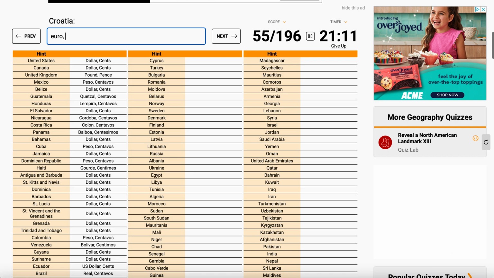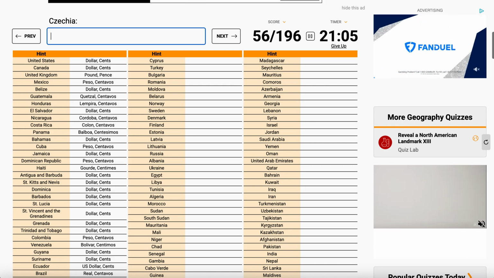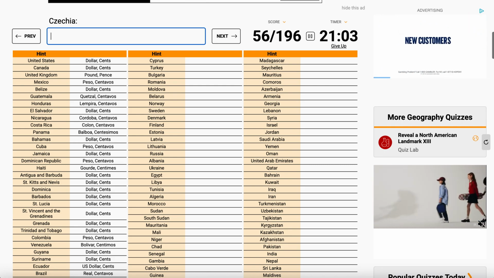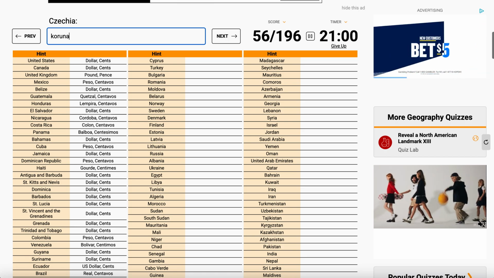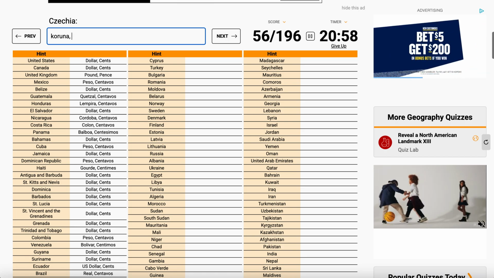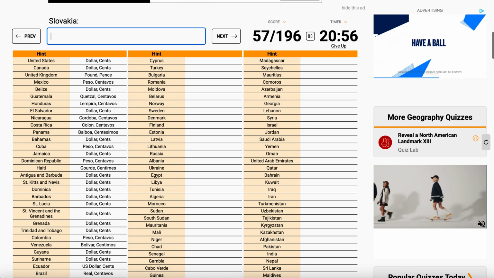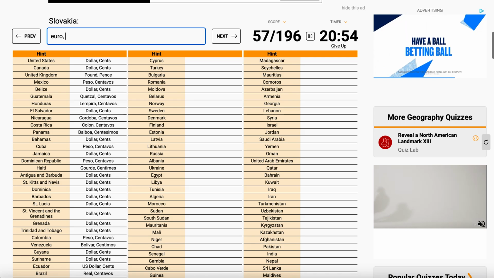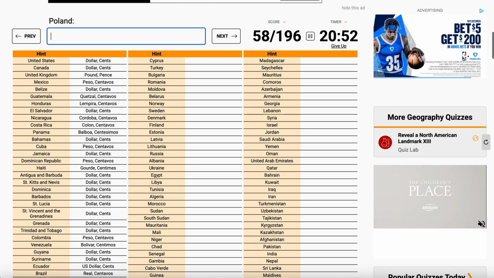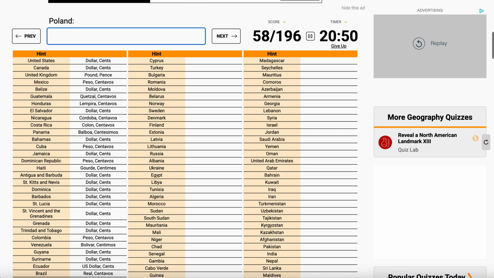Croatia, euro cents. Prior to 2023, it used the kuna, which means pine marten, and was divided into lipas. Czechia is the koruna and is divided into halers. Slovakia is euro cents, used to use the koruna divided into halers, which is very similar to that. Poland is the zloty divided into groszy. Hungary, forint divided into filler.